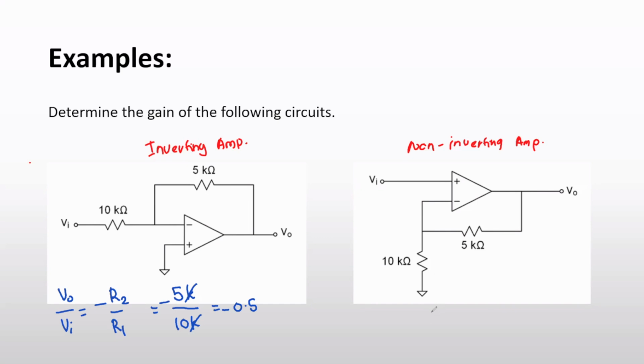And in the non-inverting amplifier, the voltage gain V out over V in is equal to 1 plus R2 over R1. So therefore the answer is 1 plus R2 is 5 over R1 is 10. So therefore the answer is 1.5 units. So this is how you can find the two gains.